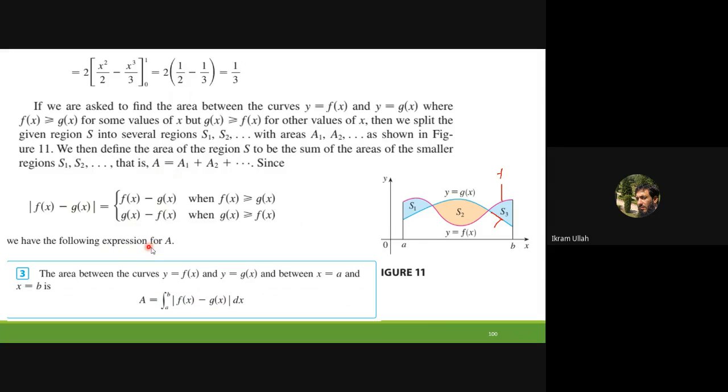We have the following expression for the area of the region between the curves y equals f of x and y equals g of x, and between the vertical lines x equals a and x equals b: the area is the integral from a to b of the absolute value of f of x minus g of x, dx. So you have to divide the region into a sum of regions, and then you can calculate the individual areas.